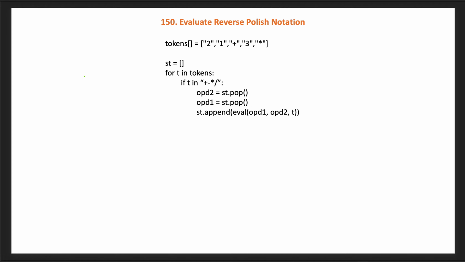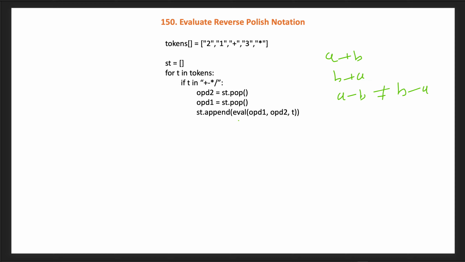The reason being, let us say we have a plus b, and if we do b plus a, that does not matter, both will give the same result. But in the case of minus, it will be different: a minus b is not equal to b minus a. So that is the reason we need to be careful. The first item we pop from the stack is our operand 2, which should come on the right side, and the second popped element will be operand 1, which will come on the left side. Then we apply the operator in between.